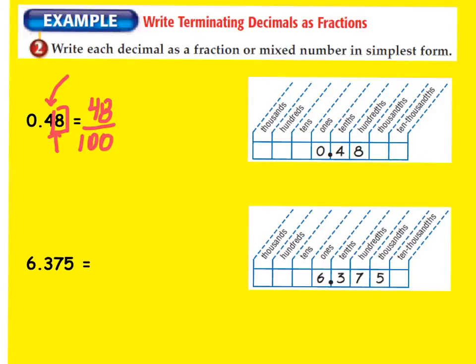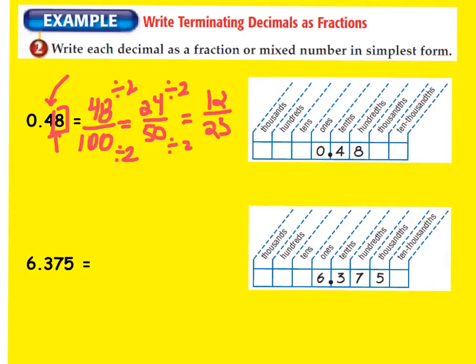Now the last thing you need to do is always make sure you reduce your fractions all the way. And I should see your steps on your paper. So we need to break this down. We can divide the numerator and the denominator by 2's. That would give us 24/50ths. If I divide by 2 again, that's going to give me 12/25ths. And that's going to be as far as I can go. So my final answer here is 12/25ths.